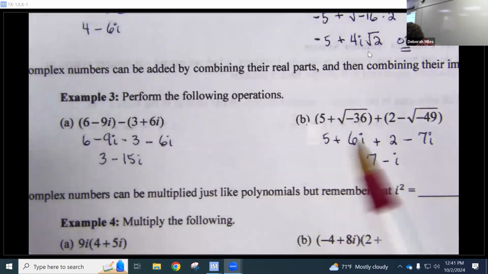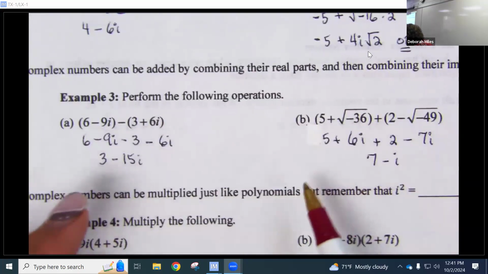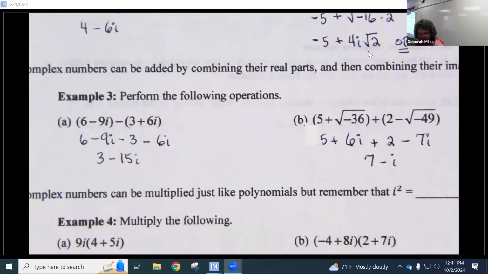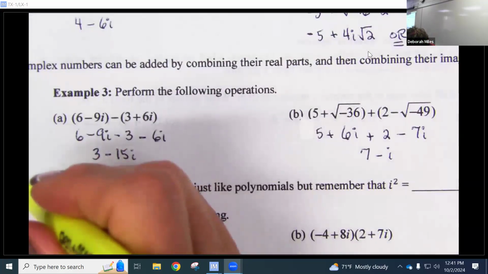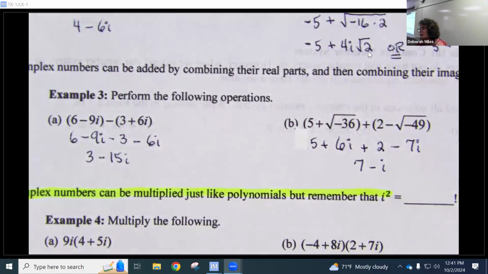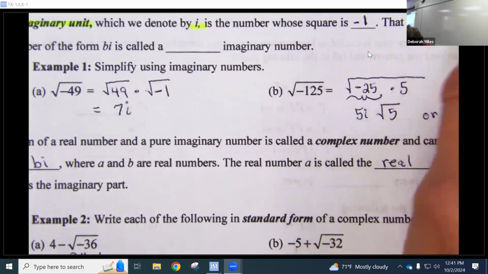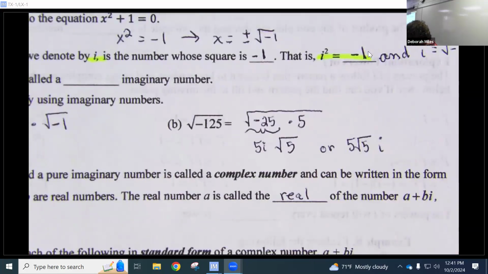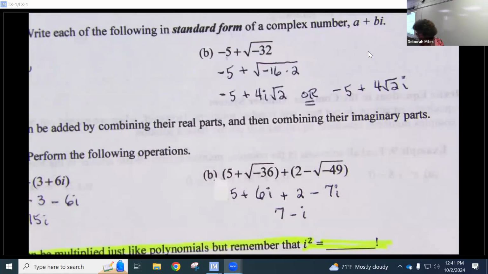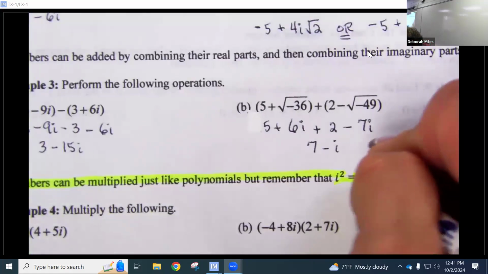All right, so we can add and subtract complex numbers without knowing there's anything special about i. But when we multiply, if we multiply an i times an i, what is i times i? i squared, but i squared is -1.